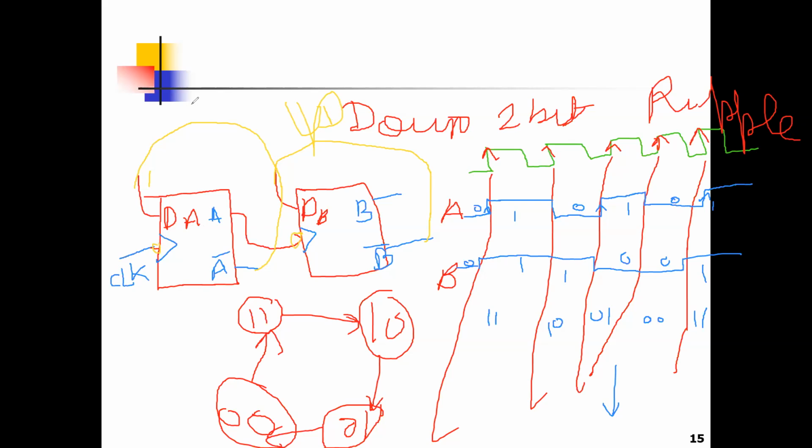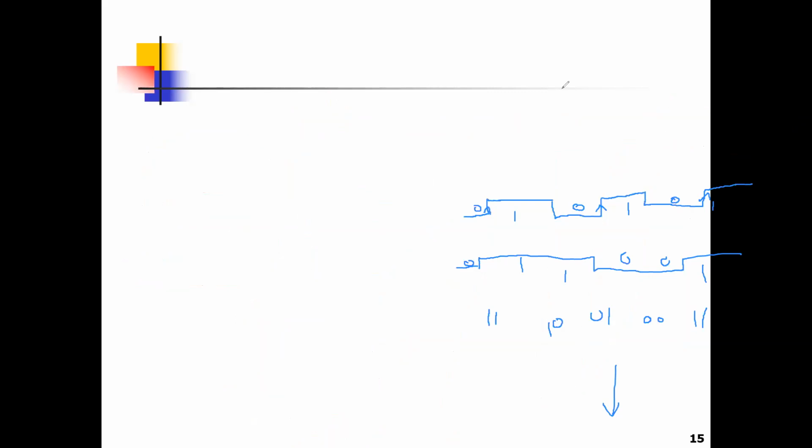So, Miss, if it's a positive clock, it's always up counter, and if negative clock, then it's down counter? Yes, it's always like this in any type of flip-flop. Not any type, only ripple counter we are talking. I'm not saying the synchronous counter. We are discussing now ripple counter. Got it? Yes.